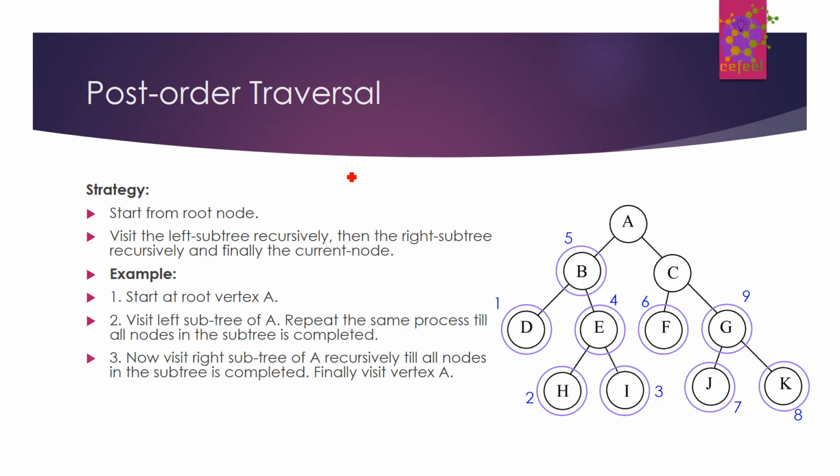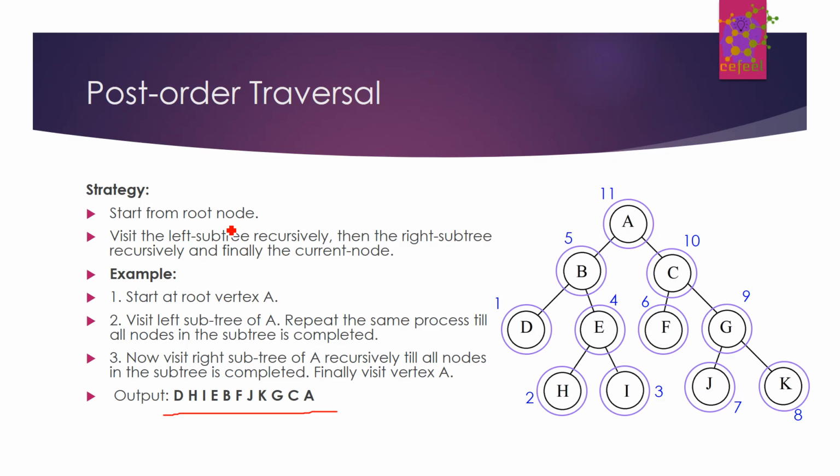We'll return back to node C. Now notice for C also left subtree and right subtree are covered. So we will next output C, which is our 10th node. Finally, at last we reach node A after covering A's left subtree and right subtree. So A will be the final node to be covered. So the final output is D, H, I, E, B, F, J, K, G, C, A.